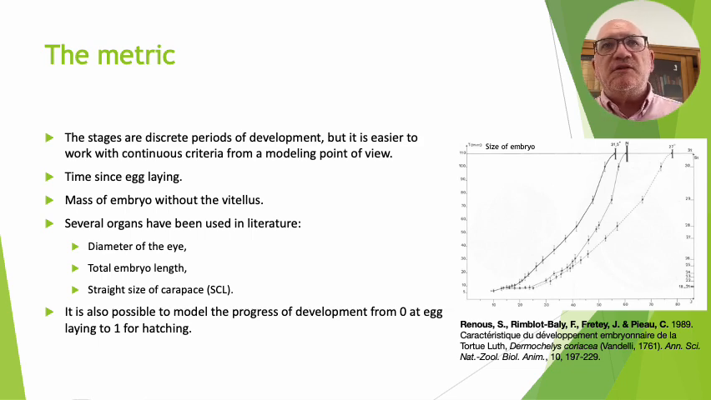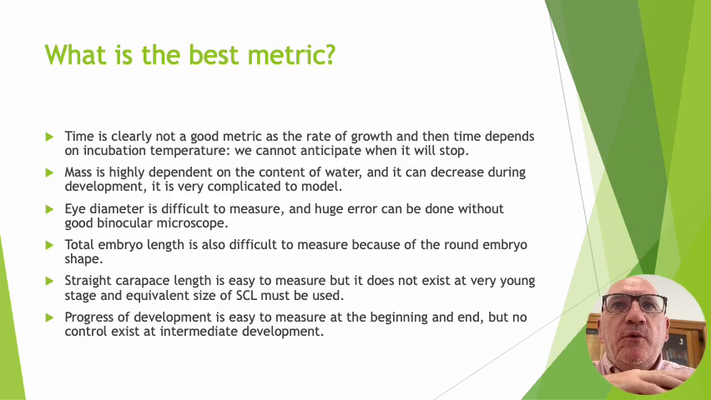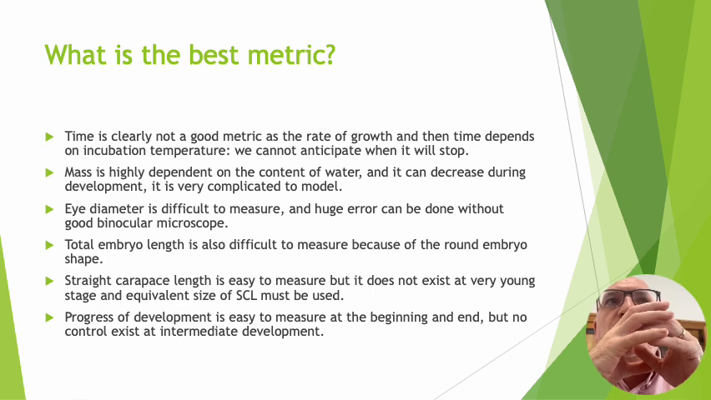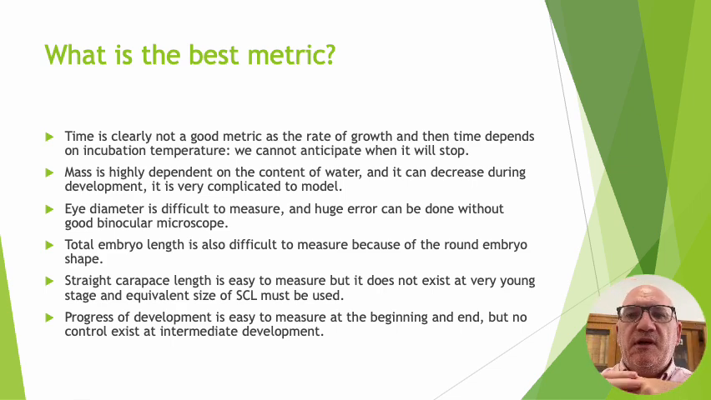This graph represents the size of the embryo according to the developmental time at 3 different incubation conditions, 2 constant temperatures and 1 from the field. We have seen several metrics, but what is the best metric? What metric should we use? Time is clearly not a good metric because the rate of growth, and then the time from egg laying to hatching, depends on incubation temperature. We cannot anticipate when it will stop, so working with time is very complicated.